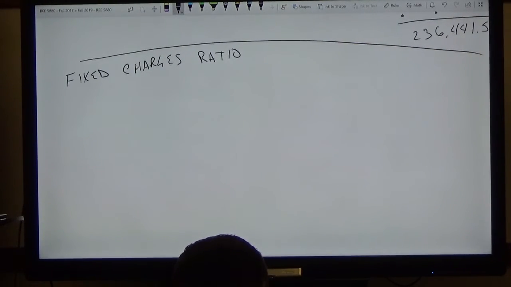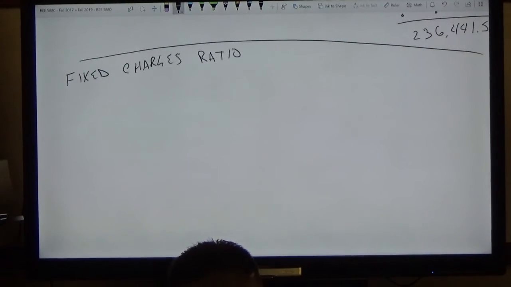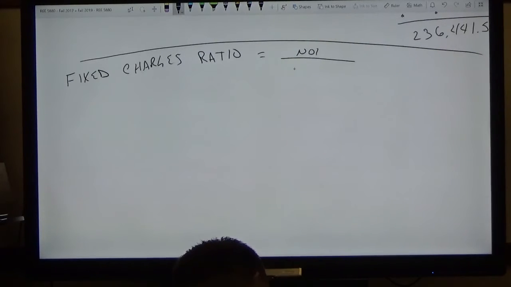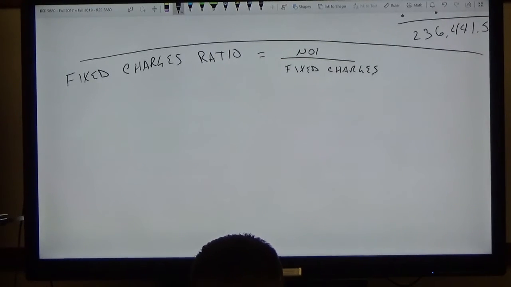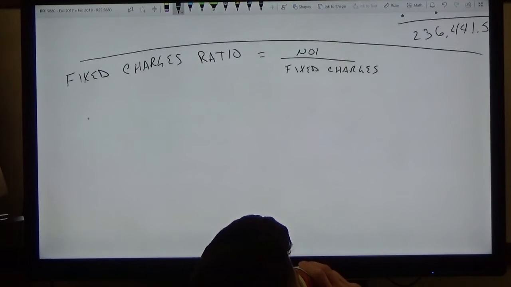So with this one, what you've got is, in essence, fixed charges ratio is equal to your net operating income divided by the sum of all of your fixed charges. Now, what does that mean? And what are examples of fixed charges? Okay, so a typical example of fixed charges, let me just write this down.